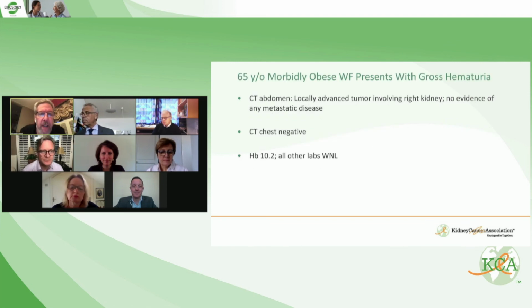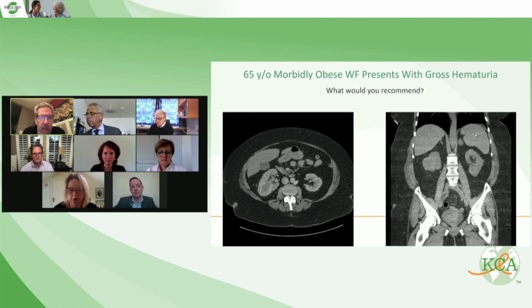So the first patient is a 65-year-old morbidly obese white female who presents with gross hematuria. Her BMI is 50. She has a CT scan of the abdomen that shows a locally advanced tumor involving the right kidney. She has no evidence of any metastatic disease. Her CT scan of the chest is negative. She has some anemia, but all of her other laboratory studies are within normal limits. And you can see her CT scan right here. You can see that she doesn't shy away from meals. And she has a locally advanced tumor involving her right kidney that extends centrally into the renal sinus.